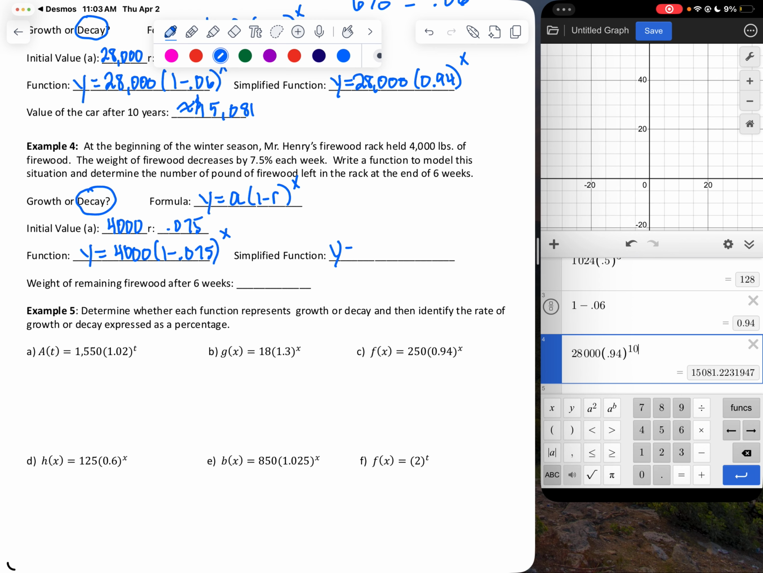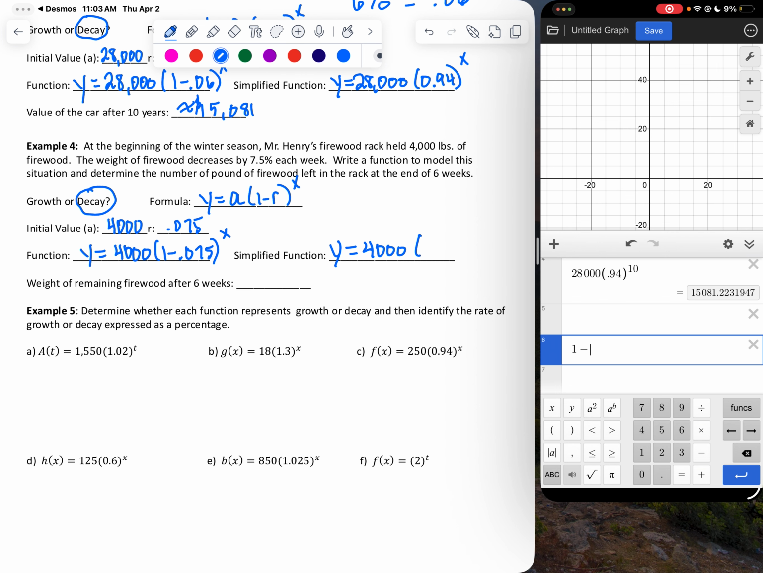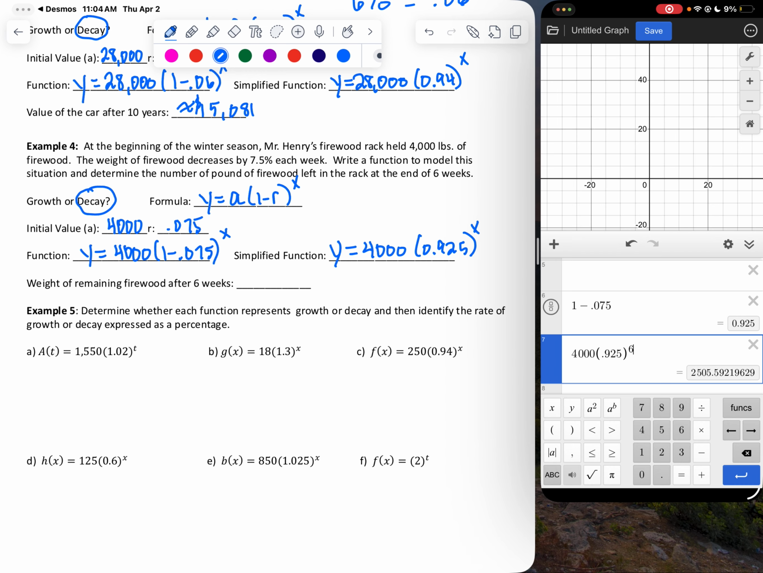The simplified rule being 4,000 times, let's see, what was that? 1 minus 0.075 would be 0.925 to the x power. So to find the amount of firewood after 6 weeks, we would take 4,000 times 0.925 raised to the 6th power, and that would give us approximately 2,506 pounds of firewood.